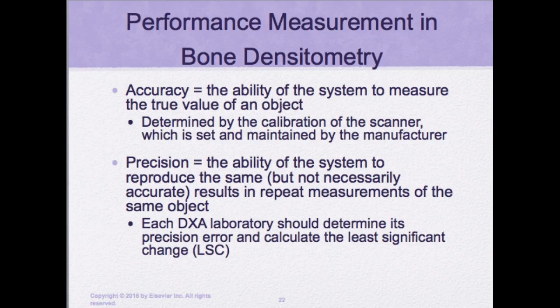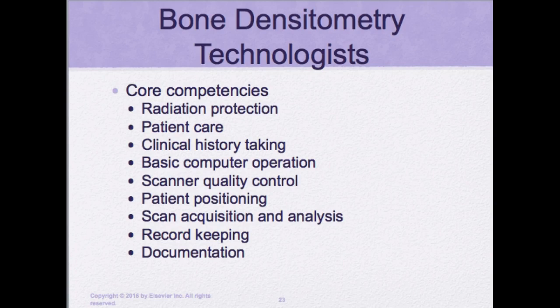So precision is the ability of the system to reproduce the same but not necessarily accurate results in repeat measurements of the same object. Each DXA laboratory should determine its precision error and calculate the least significant change.